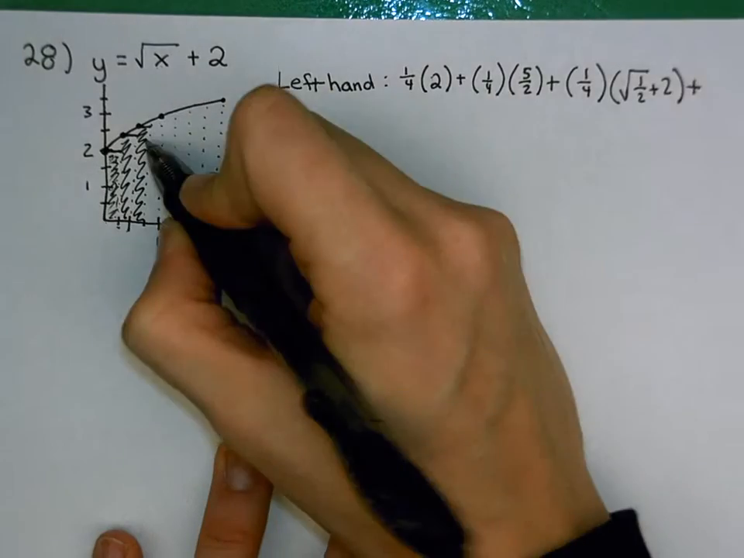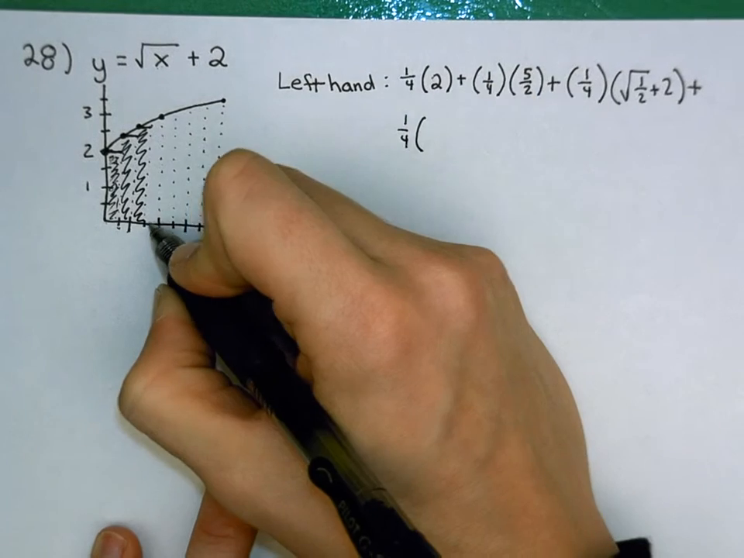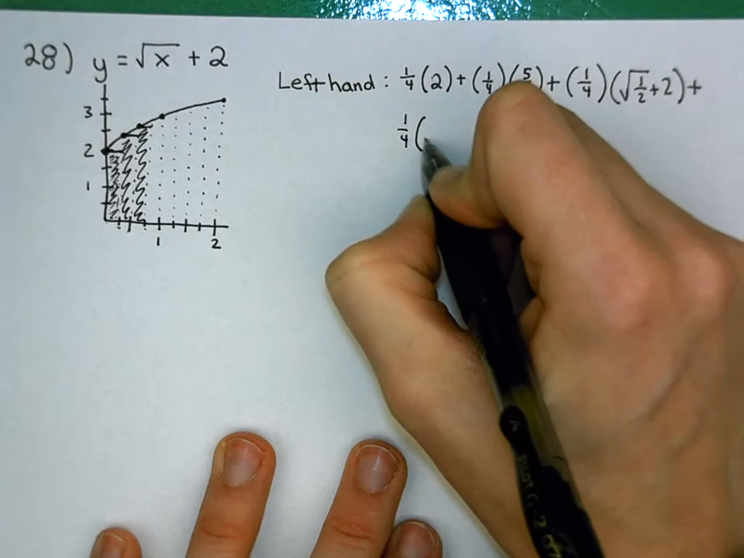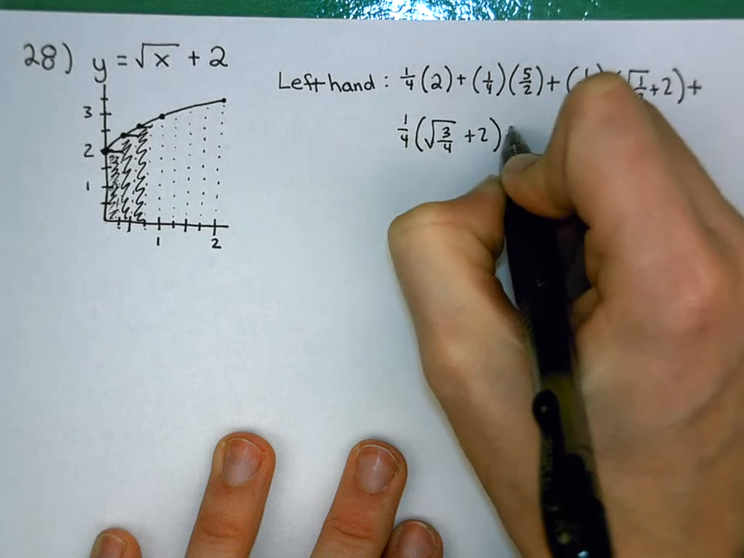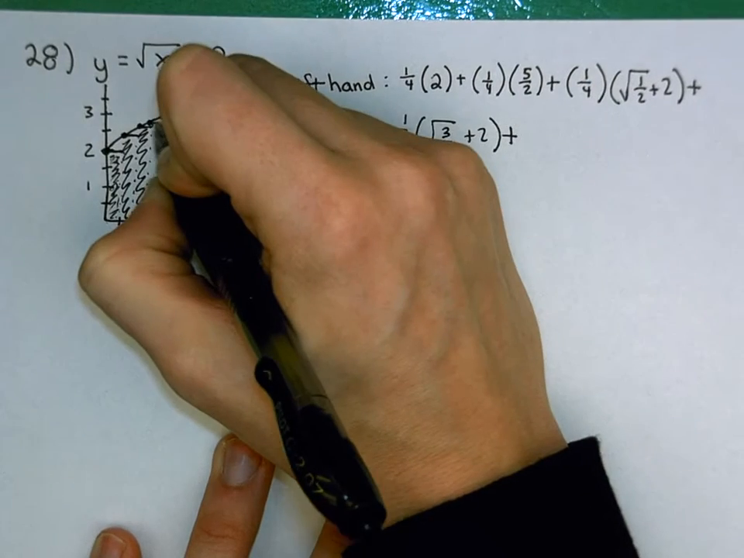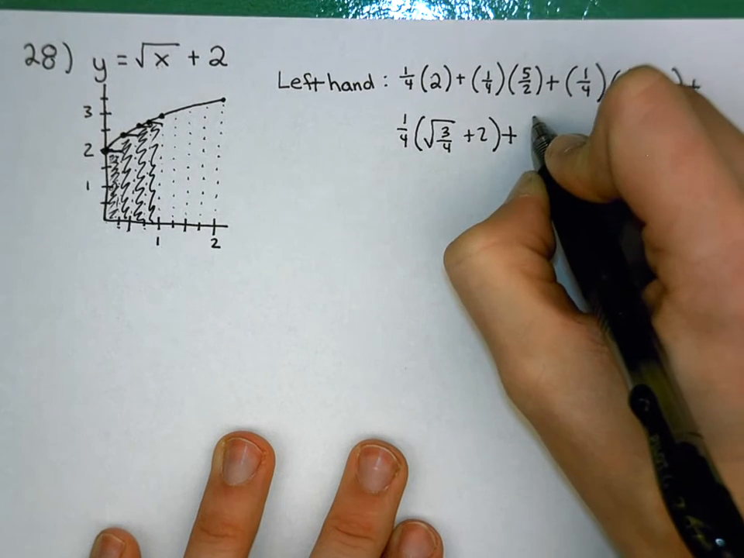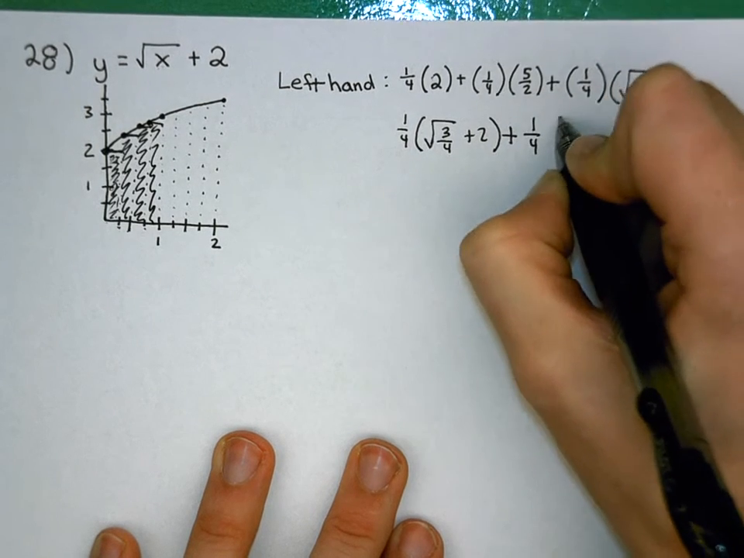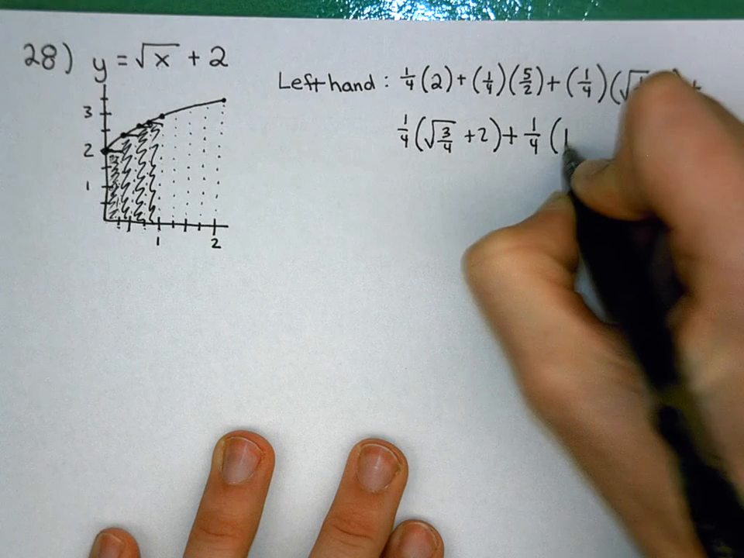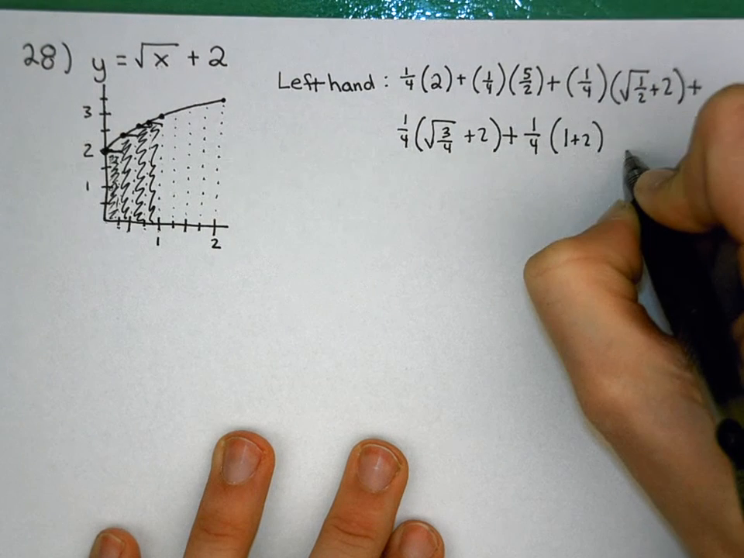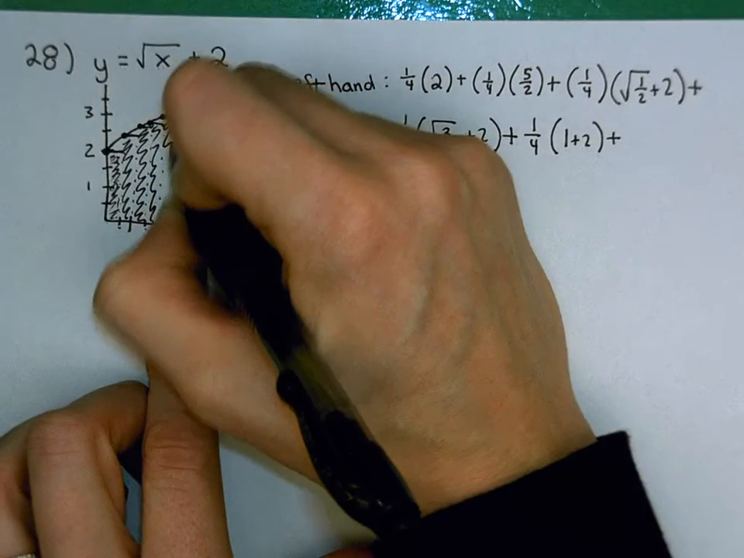So then we've got the next subinterval, so still base of 1/4, but now my left-hand x is 3/4, so I have square root 3/4 plus 2. That's this rectangle. And then 1/4, which is still my base. My height is now going to use left-hand 1. So square root of 1 is 1 plus 2, which we know is 3. Plus, that's this rectangle.